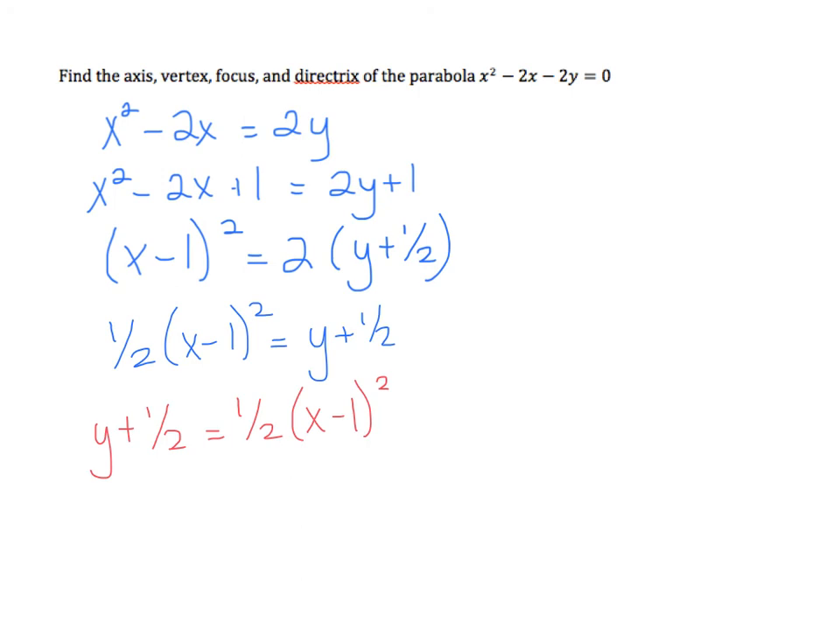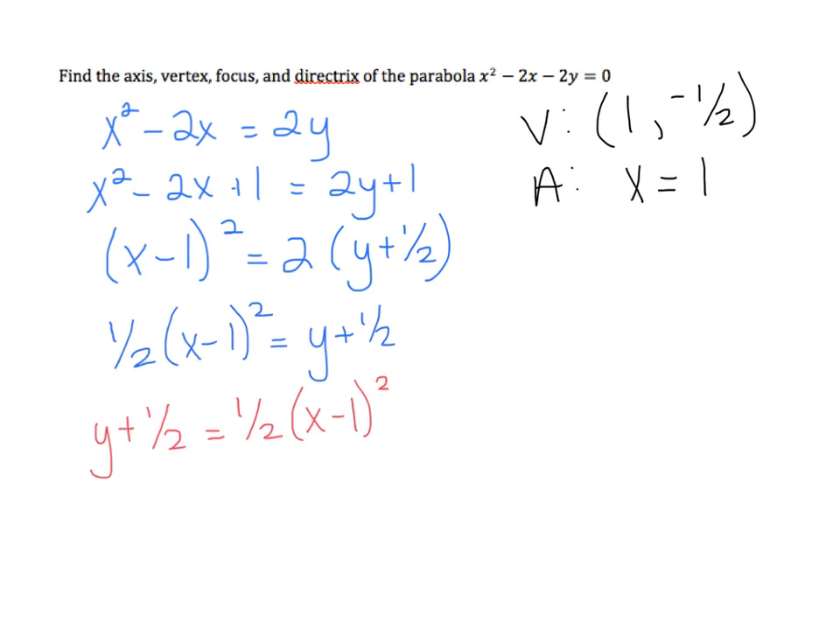Let's do the ones that are really easy, like the vertex. The vertex is 1, negative 1/2. The axis of symmetry. This is an up and down parabola because my x's are squared. So my axis of symmetry is a vertical line, which means it's going to be x equals, and it'll be x equals my x value of the vertex, which is 1.